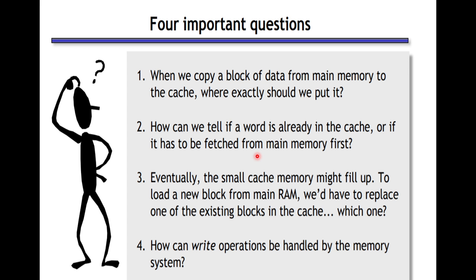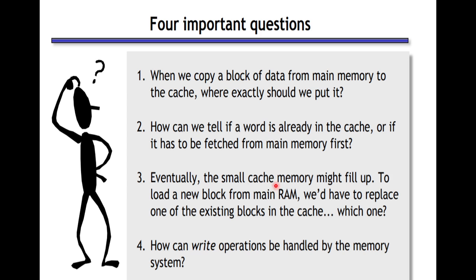Usually we have 4 important questions. Whenever we copy a block of data from main memory to the cache, where do we have to put that data? That is question number 1. Question number 2: how can we tell if a word is already in the cache or if it has to be fetched from the main memory first?